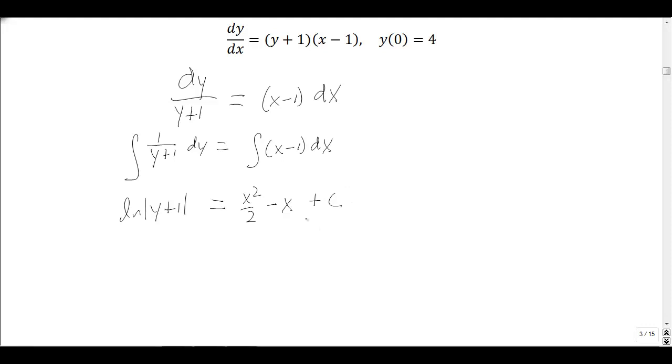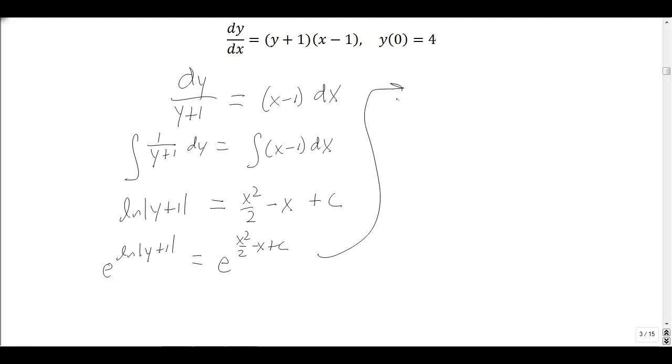Before I do that, though, I'm going to rewrite this to look a little bit nicer here. I want to essentially solve for y, which is typically what I'd prefer to have. Sometimes you can't do that. But here I can go e to both sides. So I can go e to the natural log absolute value y plus 1 equals e to the x squared over 2 minus x plus c.